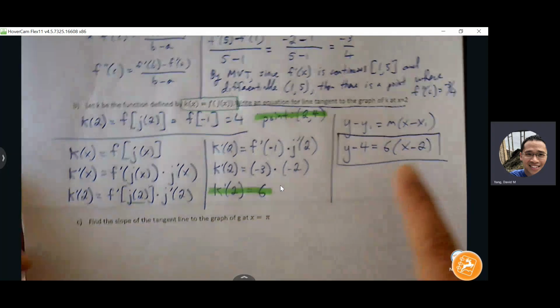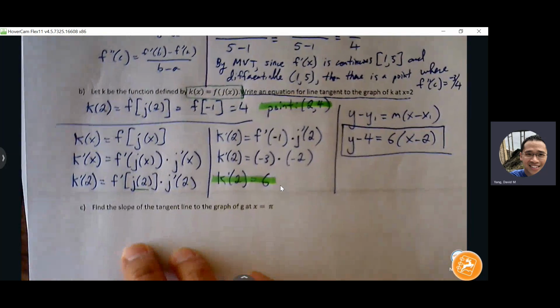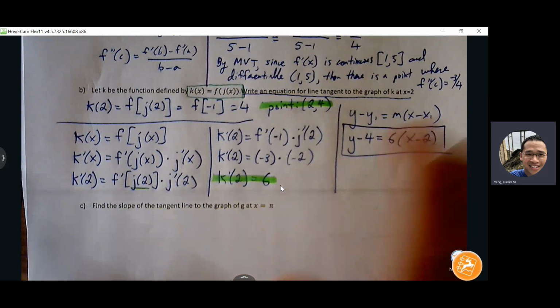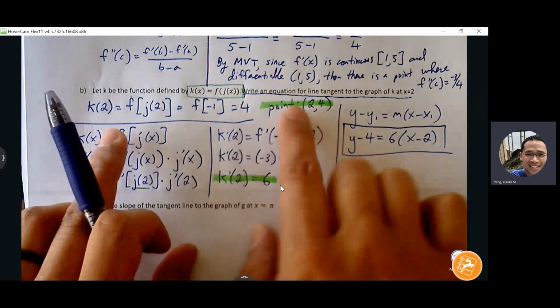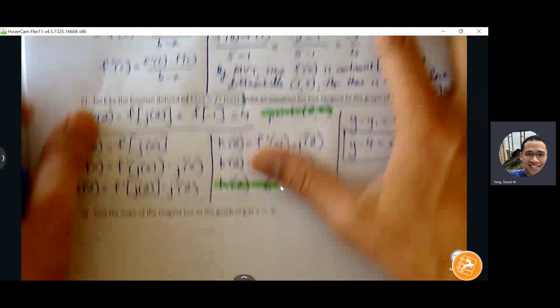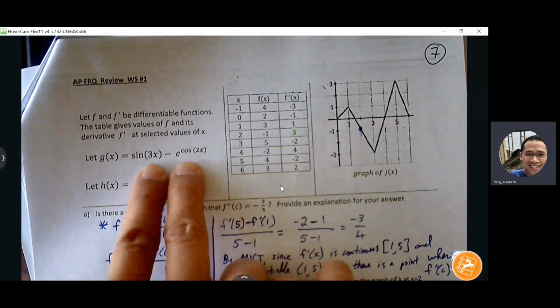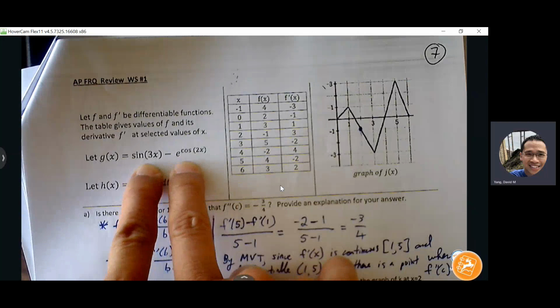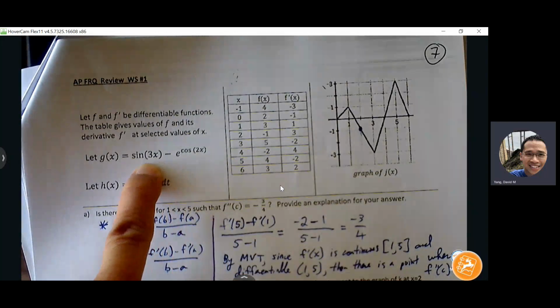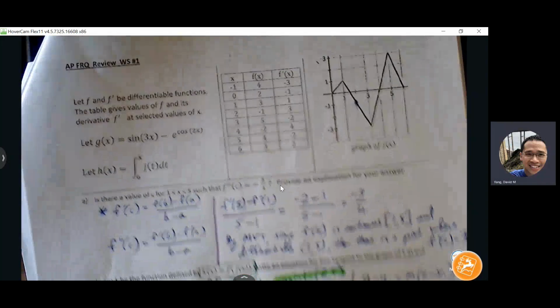Okay, so now let's look at part C. Part C is asking for a similar piece of information, find the slope of the tangent line, but instead of giving us something in function notation, now it's giving us something that we actually find the derivative of. So now we're going to be involving the derivative rules for actual functions that we've learned.